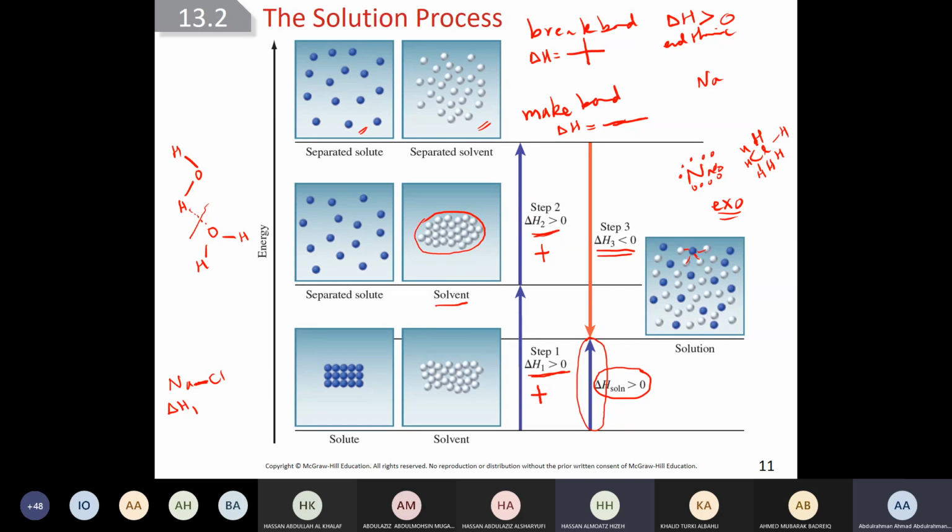Because delta H is positive. Why is delta H positive? Because delta H1 plus delta H2 is greater than delta H3. And this means you're going to pay more energy. So from the heat point of view, it should not dissolve. From delta H, it should not dissolve.